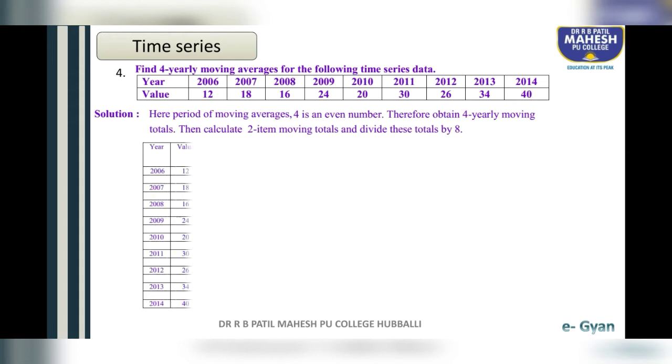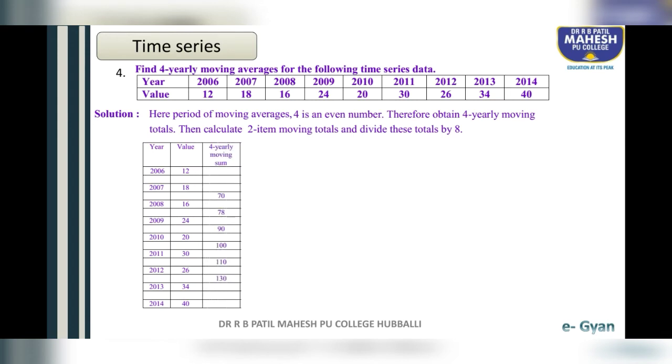We'll see how to solve this. Year and value are given. Next column, 4 yearly moving sum. As with an odd number, here also the same. Okay students, here first you have to take 4 values. From here you have to take 4 values. 12 plus 18 plus 16 plus 24. After adding these values, the total is 70.